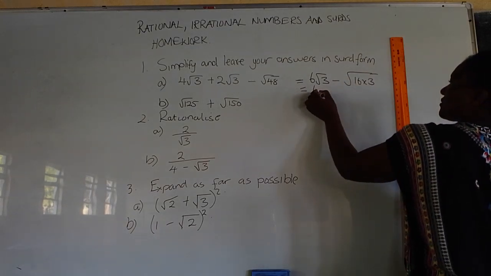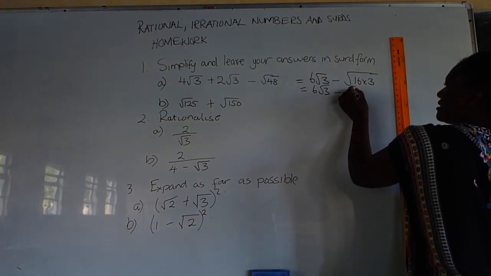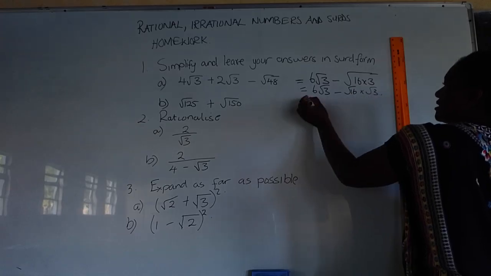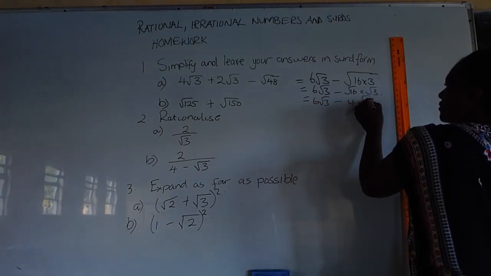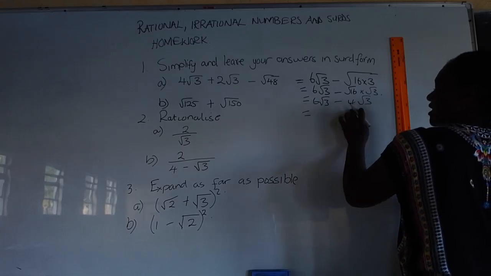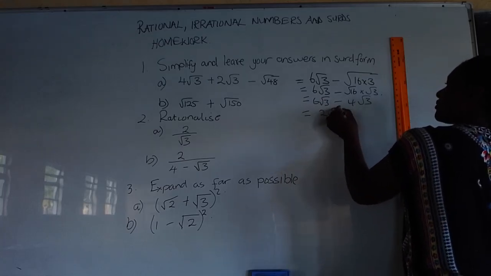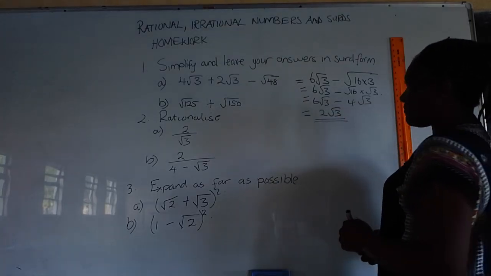So this is equal to 6 root 3 minus root 16 times root 3. So this becomes 6 root 3 minus 4 root 3. So it's 6 minus 4. They are now like terms, 6 minus 4 is 2 root 3. That's our part A answer. Then part B.